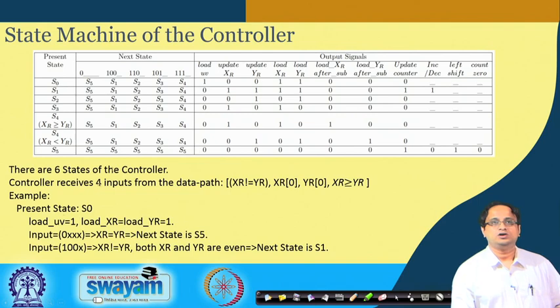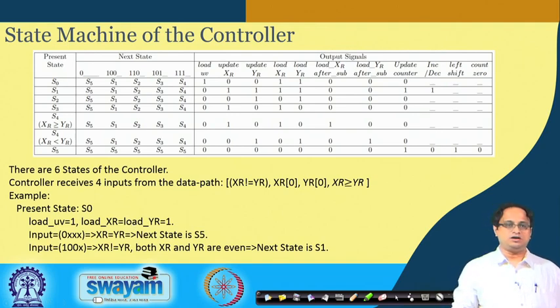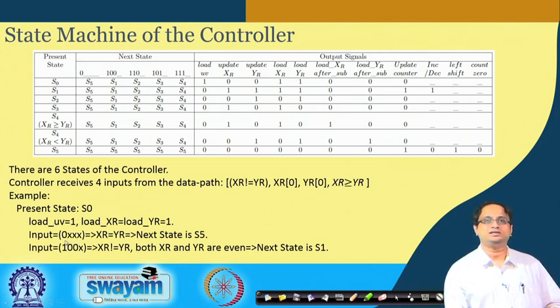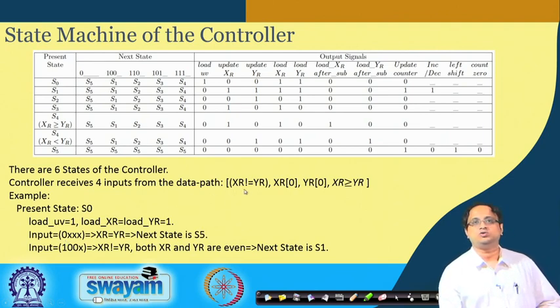controller. Okay. So for example, if your present state is S0, that means you are at the initialization state, then your load_UV is 1, load_XR and load_YR are both 1, because you are loading both XR and YR with the content of U and V. Okay. And suppose you receive an input which is denoted as 0 followed by 3 don't cares, because the moment you see this being 0, you know that XR is not equal to YR is 0, which means XR is equal to YR.